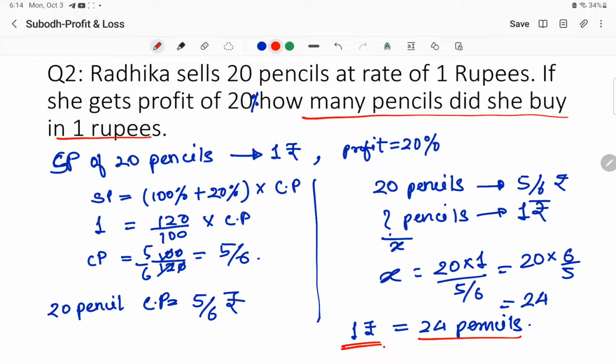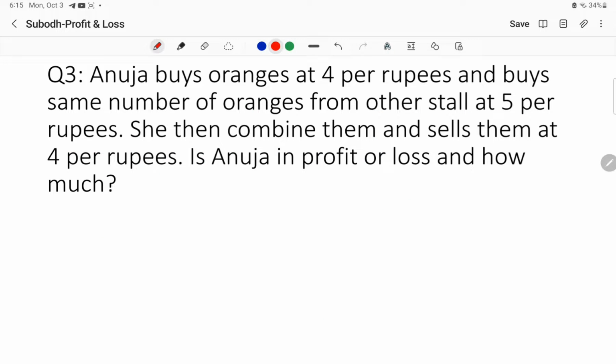Now let's see the third question. The third question is, Anuja buys oranges at 4 per rupee and buys the same number of oranges from another stall at 5 per rupee. Then she combines and sells them at 4 per rupee. So is Anuja in profit or loss, and by how much? That we have to calculate.